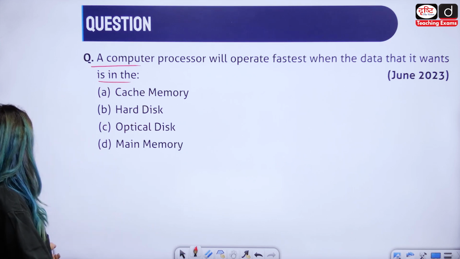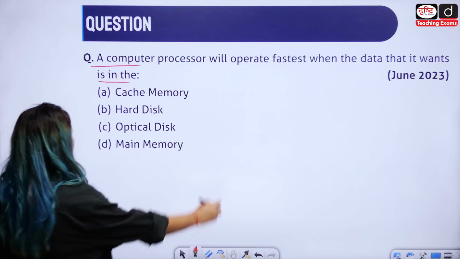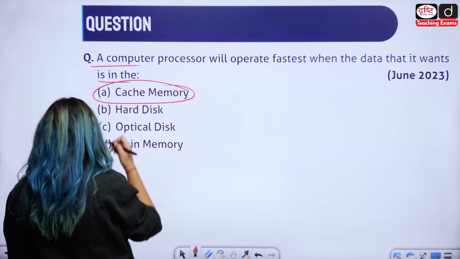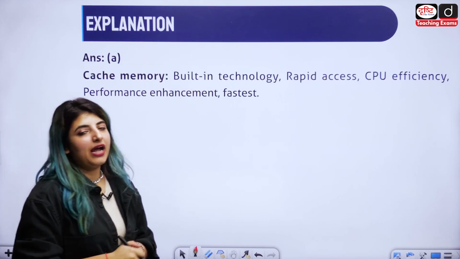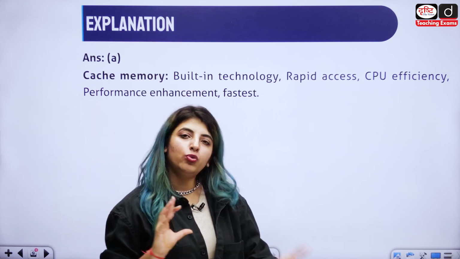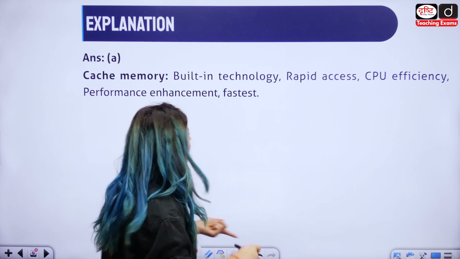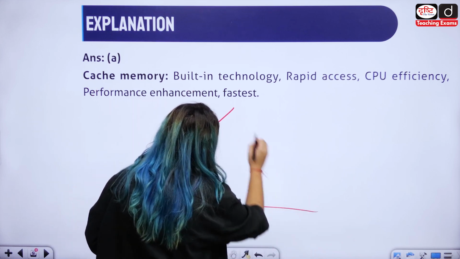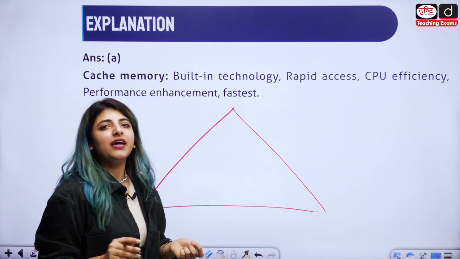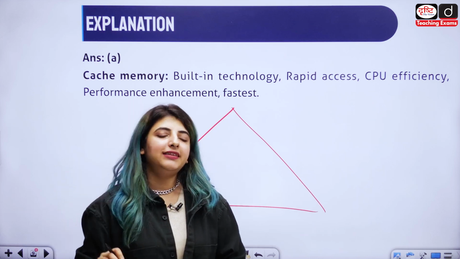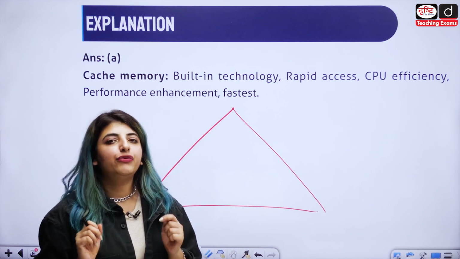The answer to this question is option A, that is when the data is in the cache memory. Now, one thing which I want to put an emphasis on: from this question, we are making one more question out here as well, which has been asked in the NET examination, where time and again they have asked about the memory hierarchy of the computer.